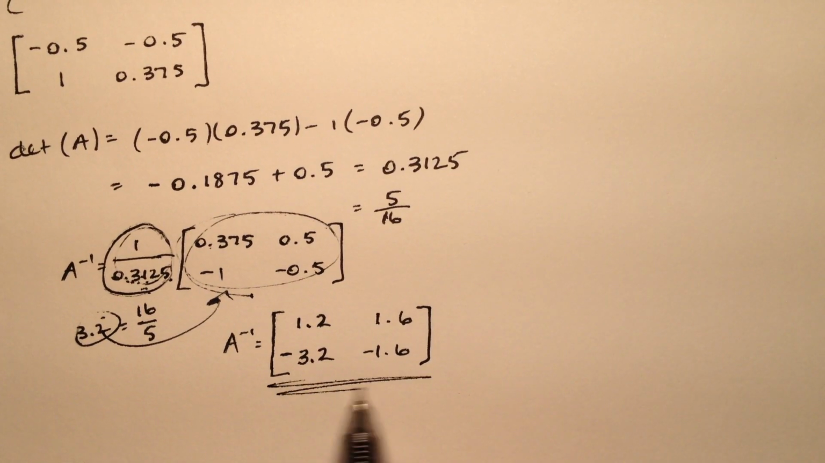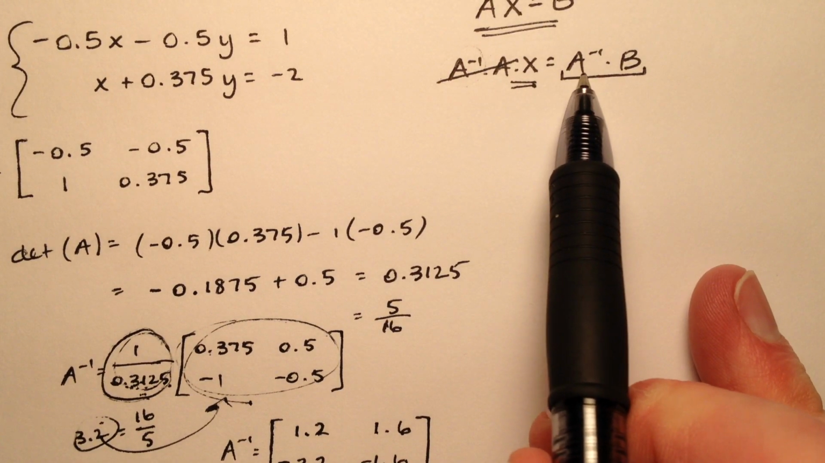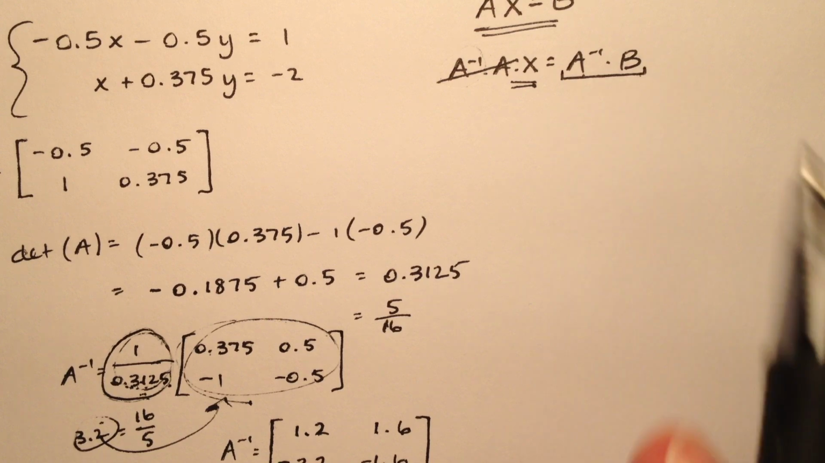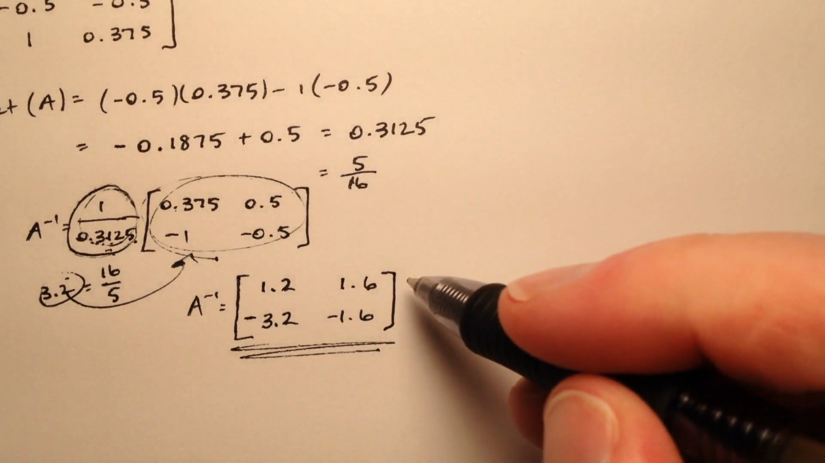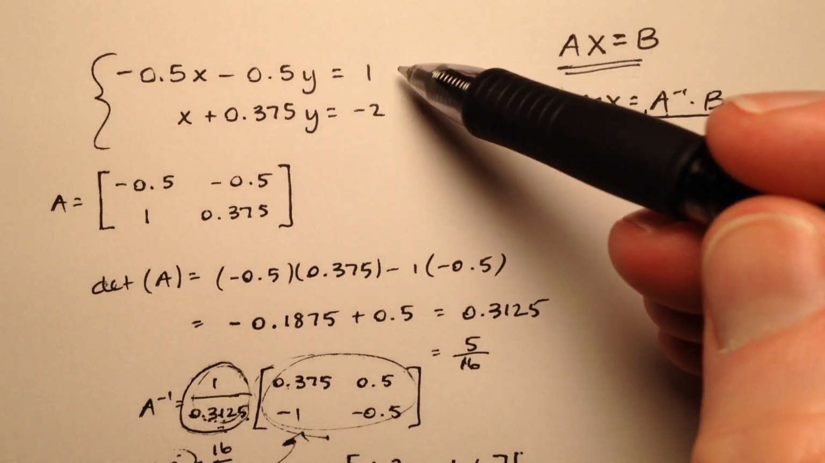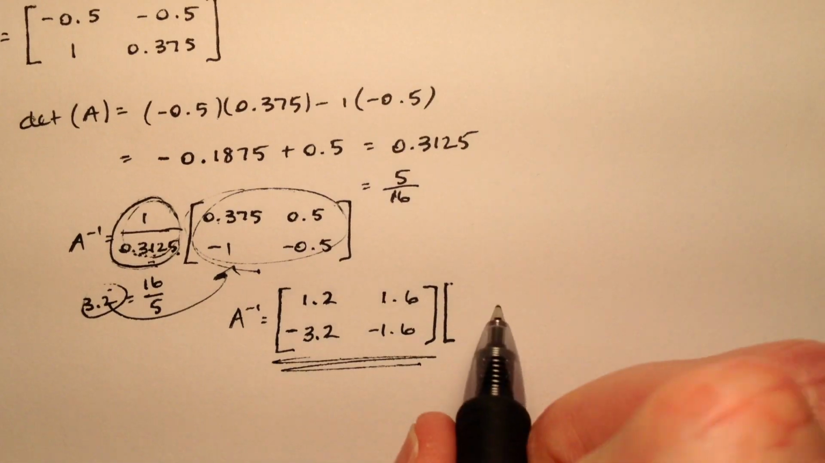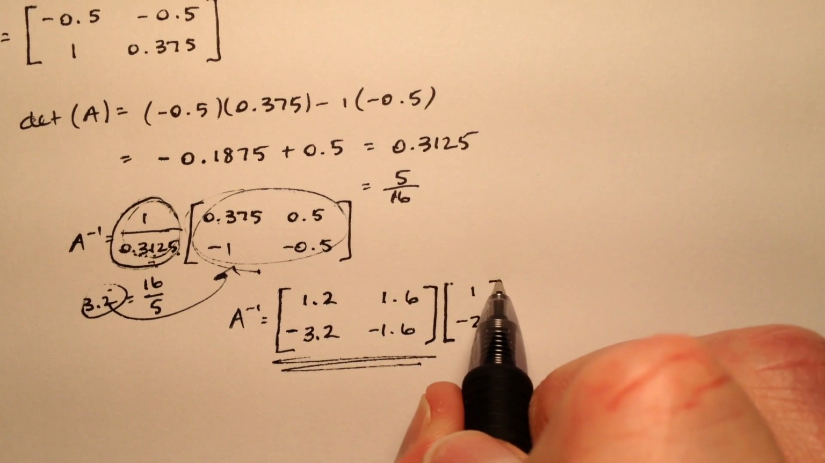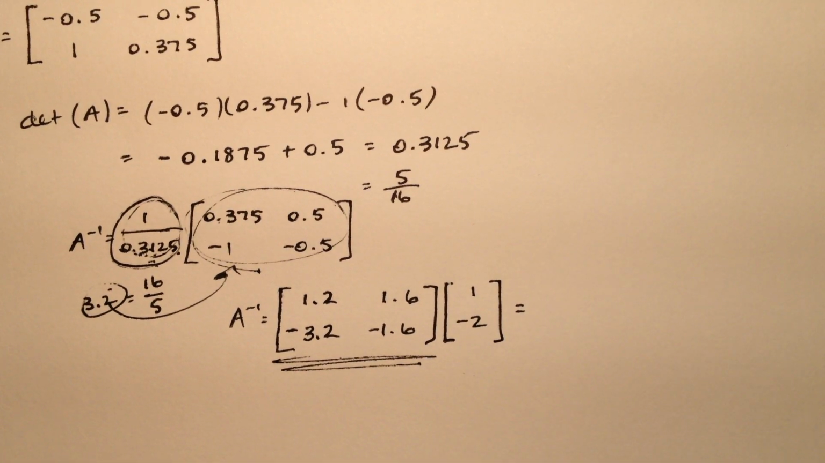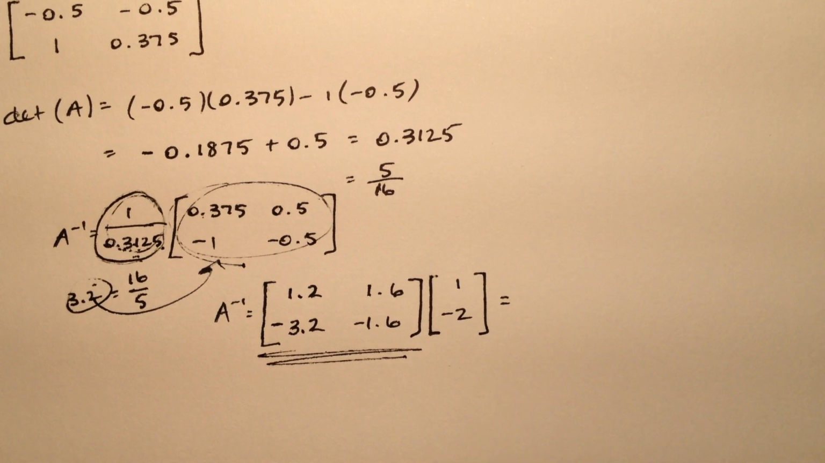Okay, so this is my inverse. And so previously I said I just need to multiply my inverse by B, my constant matrix. So let's go ahead and do that. My constant matrix will be created from the constants here, 1 and negative 2. So 1 and negative 2. So whatever I get here when I multiply this through, that's going to be my X value and my Y value.